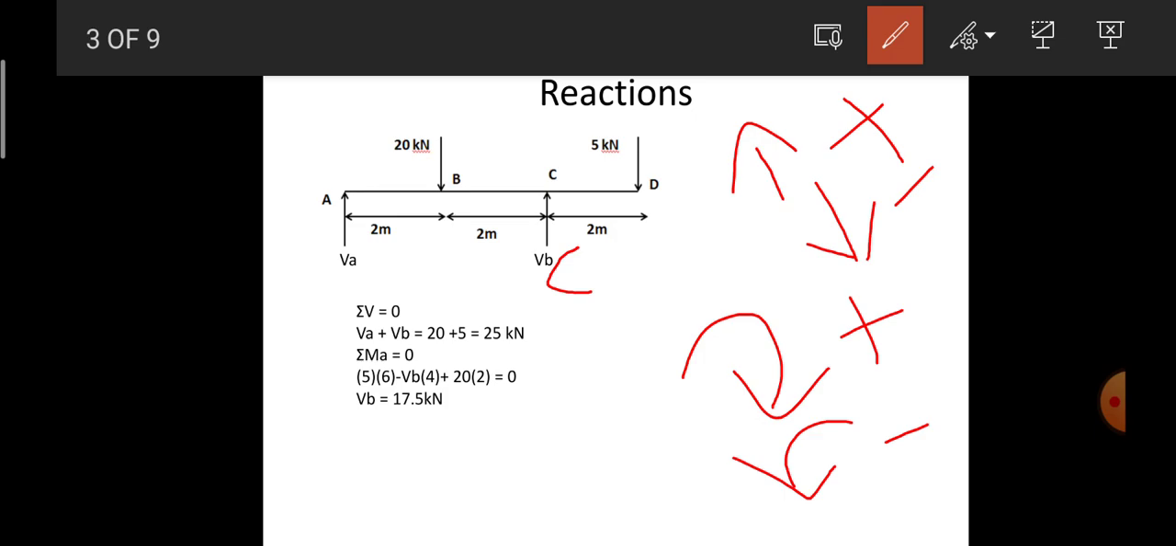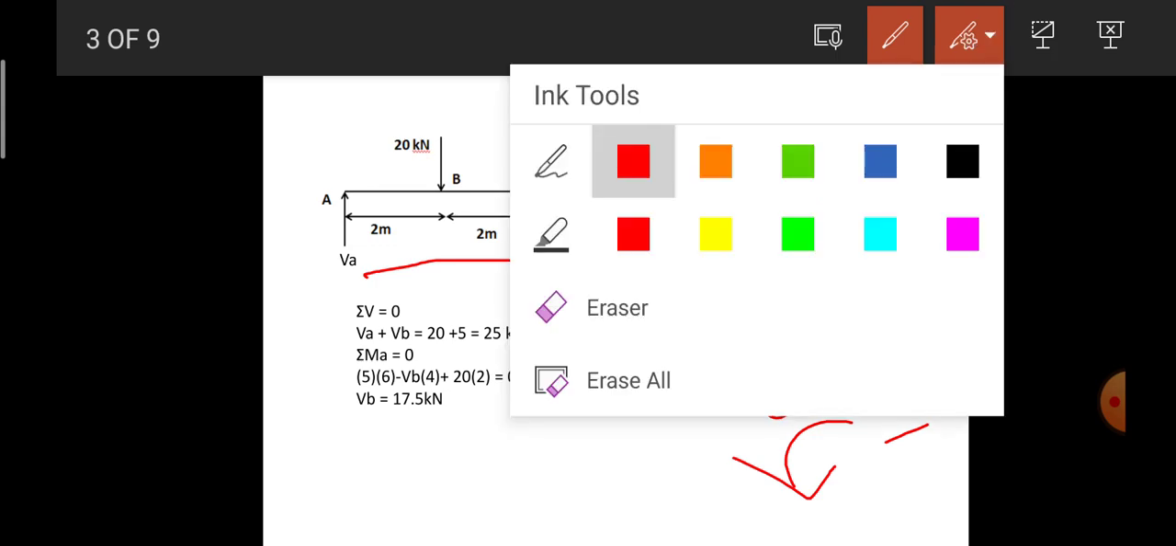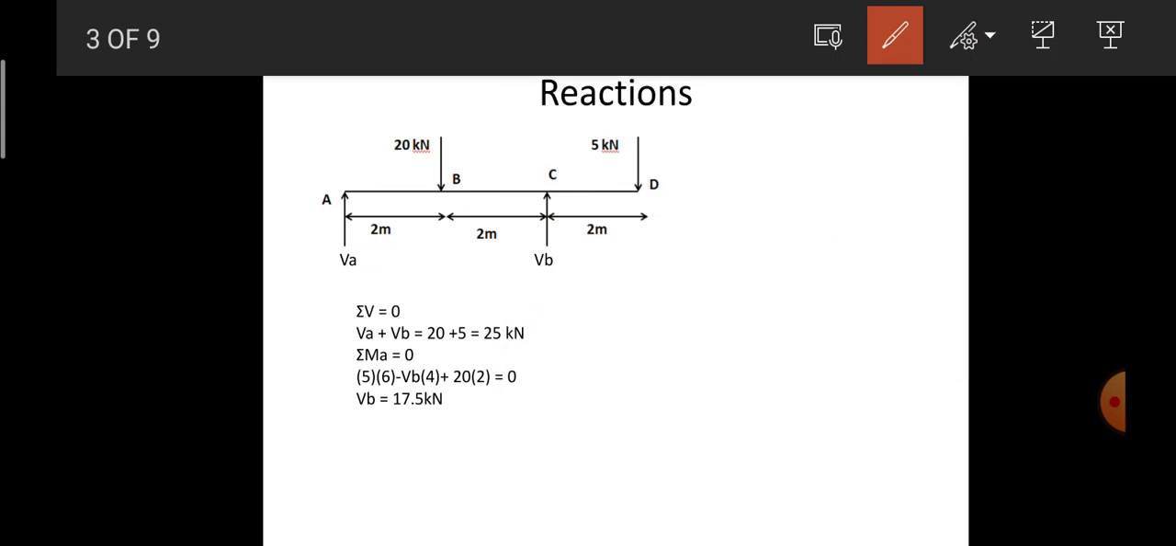So 5 into the distance between D and A, which is 6 meters, so 5 into 6. Going along the force through the line of action, it is clockwise, hence it is considered positive. Next is point C. So VC into the distance of 4 meters. Going along the force through the line of action, it is in the anti-clockwise direction, hence it is considered negative. So minus VC into 4.